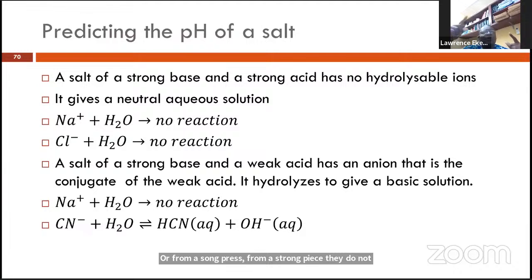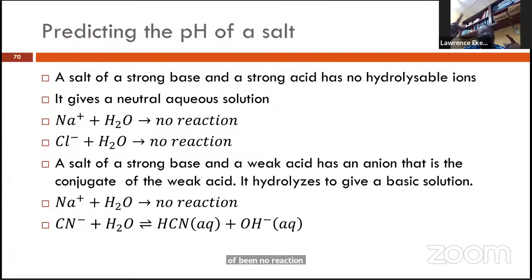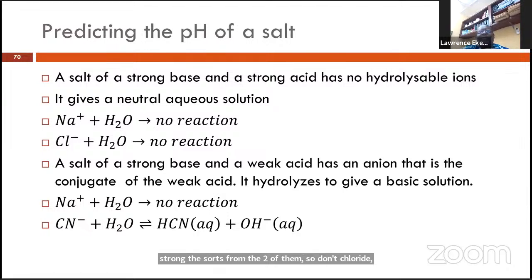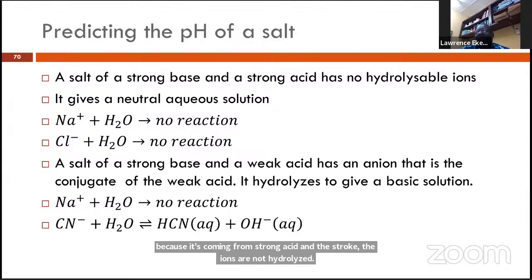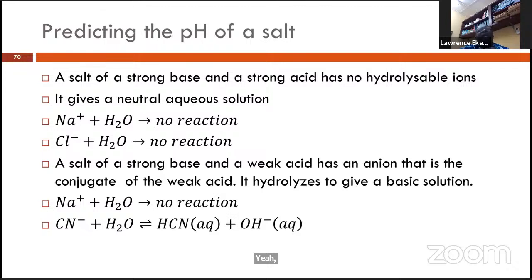Okay, so once those ions come in contact with water, sodium plus with water, there will be no reaction. Chloride minus with water, no reaction. Why? Because these two ions are coming from a strong acid and a strong base, as in sodium chloride. And because it's coming from a strong acid and a strong base, the ions are not hydrolyzable. In other words, they cannot react with water.